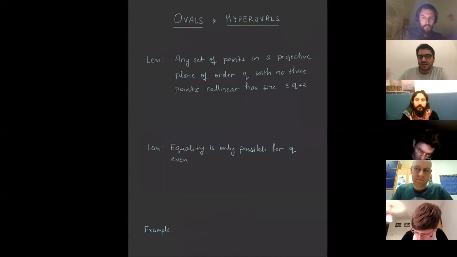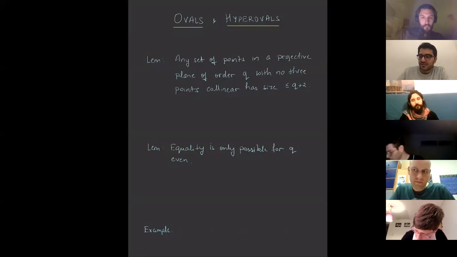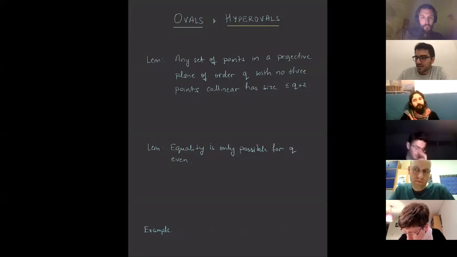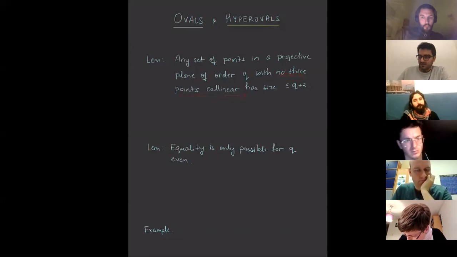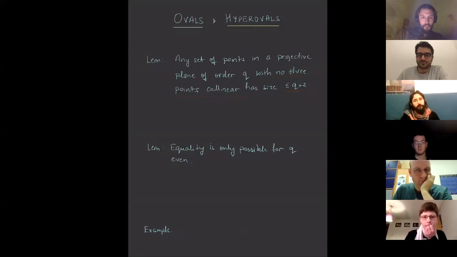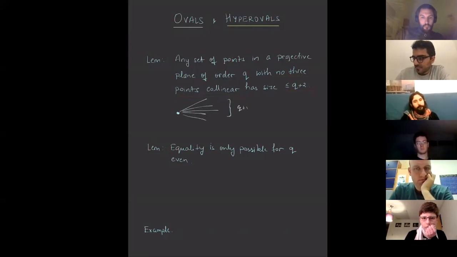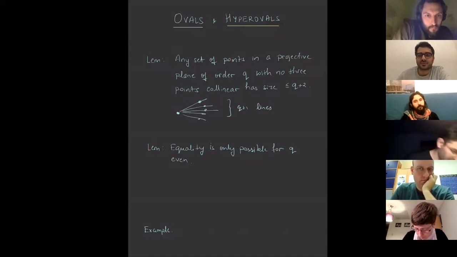Say we have any finite projective plane of order q, and you take a set of points such that no 3 points are collinear. Then we can show that this set must have cardinality at most q plus 2, and this is the argument. You take one of these points from the set, and now you have q plus 1 lines through this point, and each of them can have at most one other point of your set. So you have at most q plus 2.